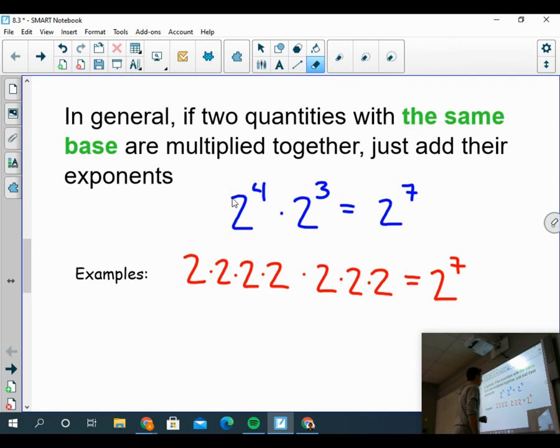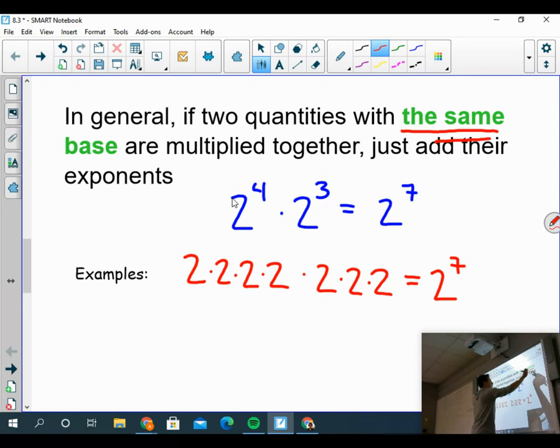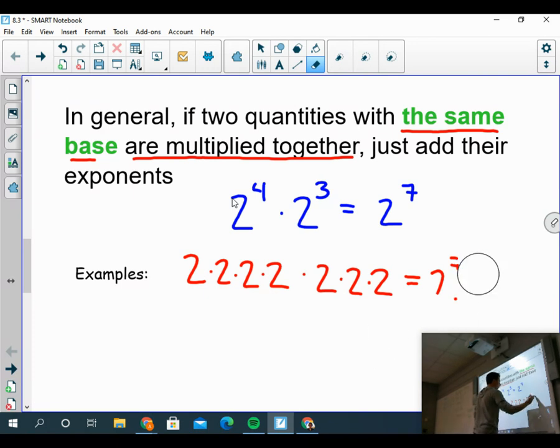But as a shortcut, what we can do is just add the exponents. But again, that can only happen, and I would underline this in your notes, if you have the same base and your quantities are multiplied together. Okay? And 2 is not all-inclusive, right? We could have more quantities with the same base multiplied together and the rule would apply. But generally, they must have the same base and be multiplied together. So we can see that this example works.